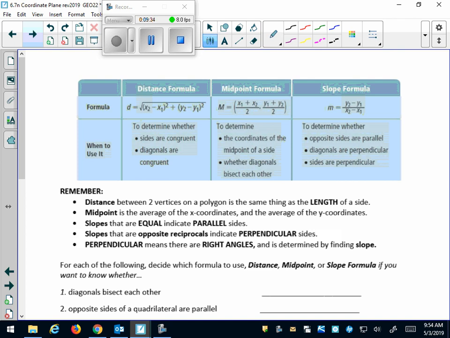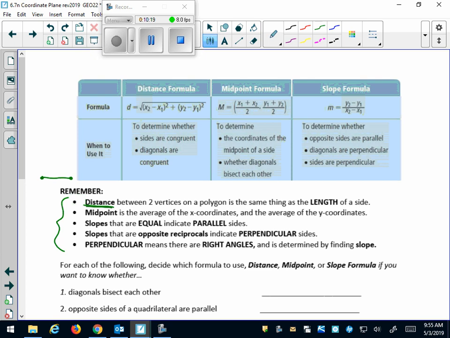So things like, opposite sides are congruent. Well, to figure out if two things are congruent, which formula would we use? If two side lengths are congruent, what formula would we use? Distance. These are just some connections to make when you're thinking about these formulas. The distance is literally the distance from one point to another point. Well, if you connect that, distance is the same thing as saying the length of something, right? From one point to another point, it's the length.